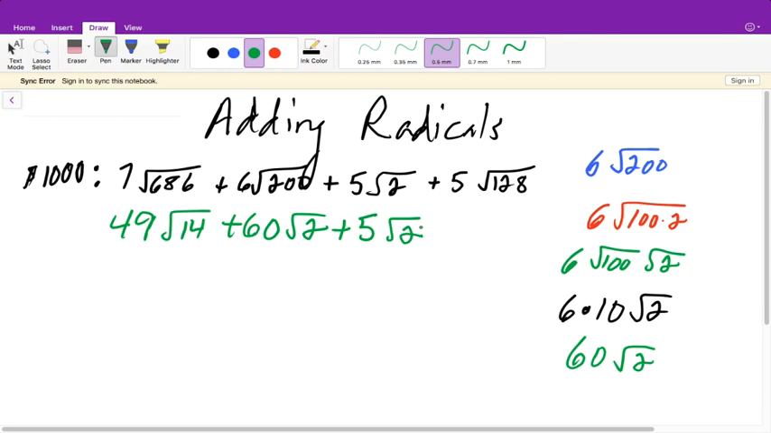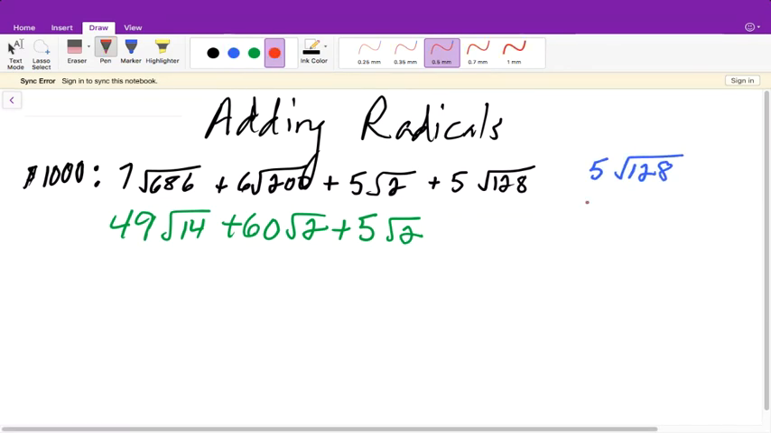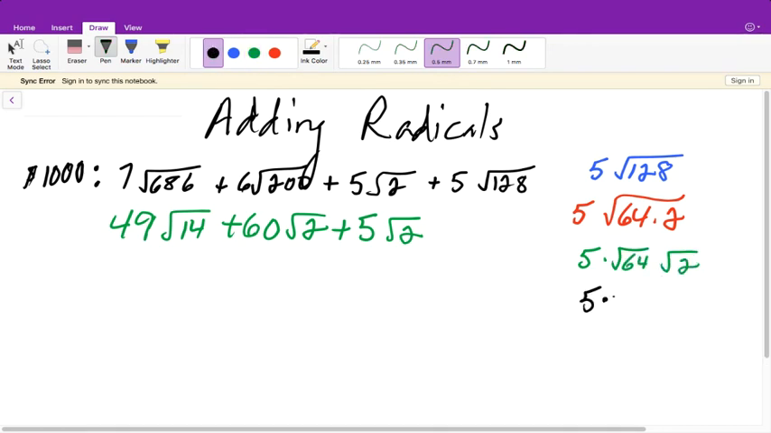All right, now let me pause this and erase the work off to the right. All right, then the next one that we have to reduce is 5 times the square root of 128. Well, by now, this one is one that should be easy. 64 goes into it. We've done this multiple times. We break them apart. 5 times the square root of 64 times the square root of 2. Well, we know the square root of 64 is 8, so 5 times 8 times the square root of 2. And 5 times 8 we know is 40 times the square root of 2. So this is plus 40 times the square root of 2.